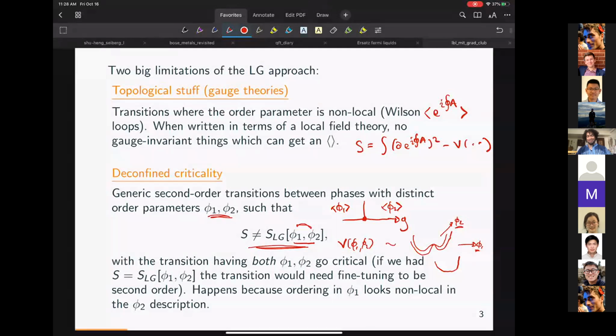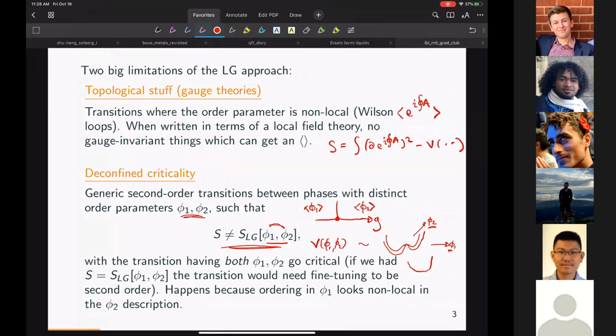Anyway, as Robert was talking about, if you consider defects in one order parameter, they carry charge of the other order parameter. I remember the VBS example, right? A vortex of the VBS order parameter has a spin and stuff like this. So you can show that the fact that the vortices of one order parameter carry charge of the other order parameter implies this mutual non-locality stuff that's going on at the phase transition.